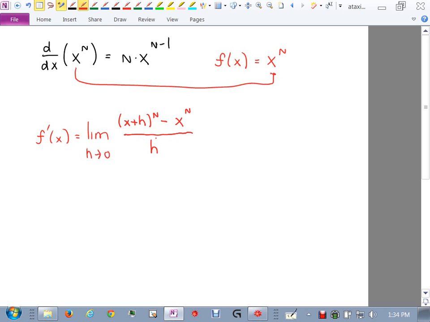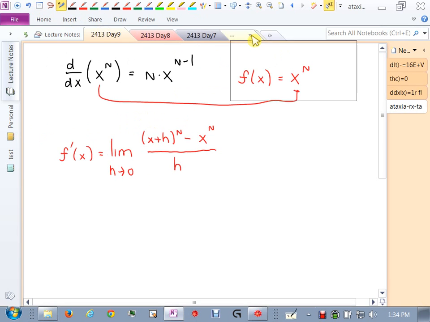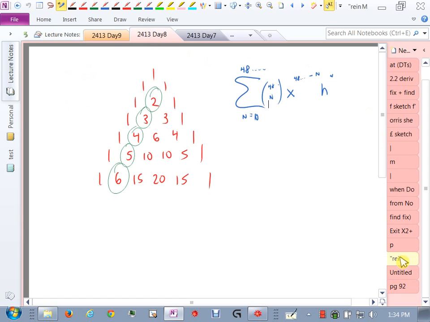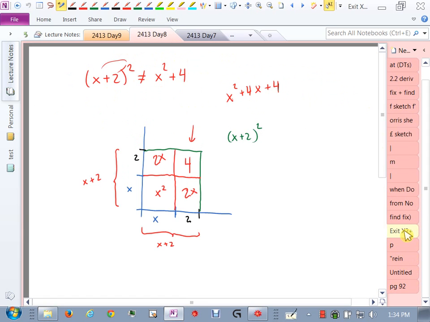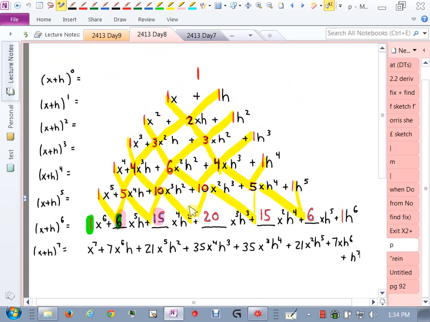And now we run into a problem, because x plus h to the n does not mean you raise each one to the n, right? We talked about this last class. Do I remember last class? It was a long time ago. Remember this thing? X plus h to the 0, x plus h to the 1... I did this for a reason so I could come back to it today. There was a pattern that we identified, right?